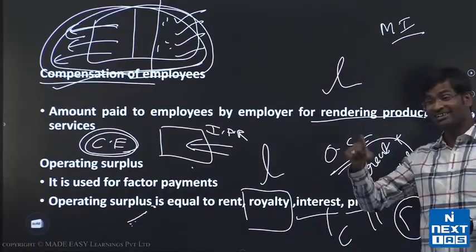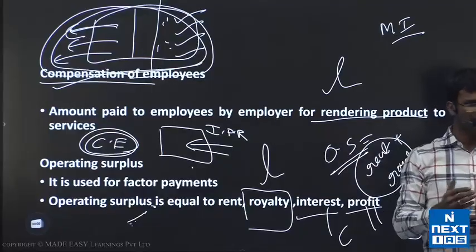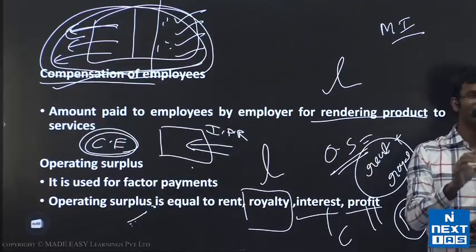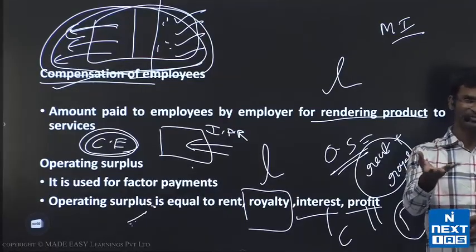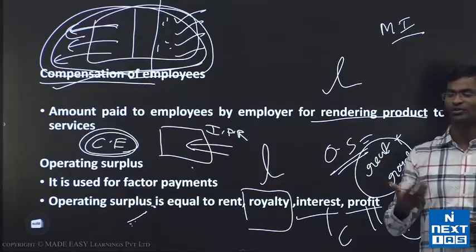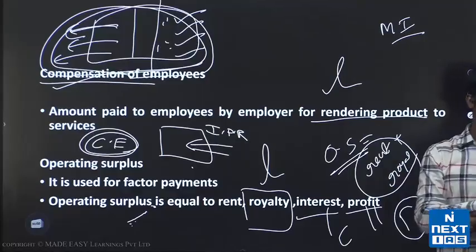This is for the organized sector and the unorganized sector. In India, for the unorganized sector, we use the word mixed income. If it is organized, with rental visible, royalty visible, data visible, that is called OS. In brackets we mention the word mixed income. Any questions?